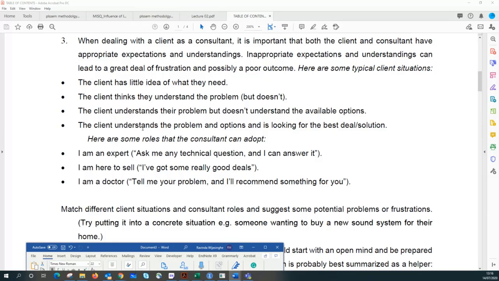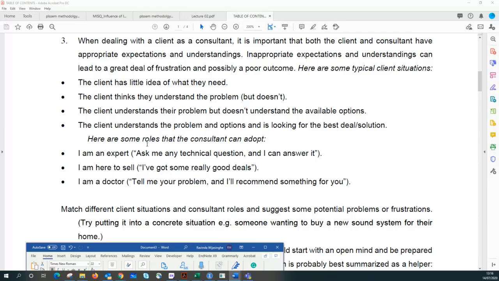And the fourth one: the client understands the problem and the options and is looking for the best deal or best solution. What we mean is that the client has a better understanding of the range of alternative tools, but how to choose the correct tool for the given context? That is what the fourth point is telling us.